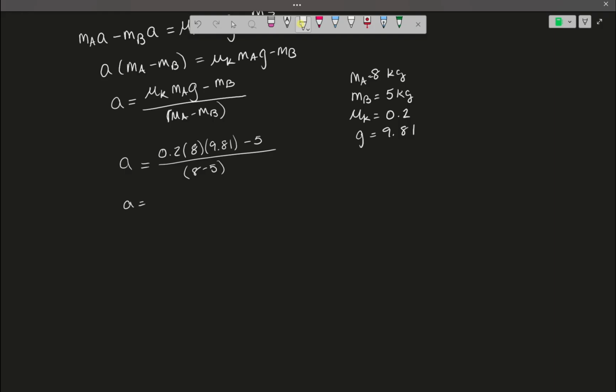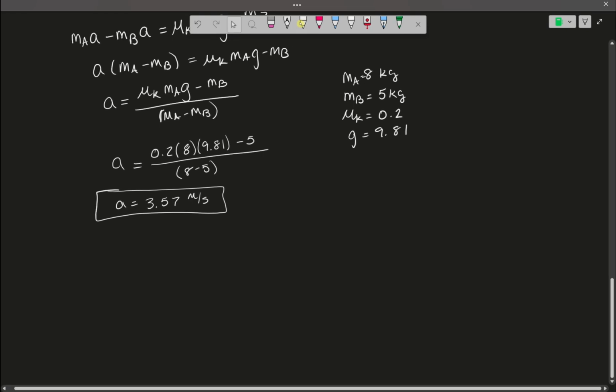And when we punch this in a calculator, we get that the acceleration is 3.57 meters per second squared. I don't have a vector sign on this because this is just the magnitude of the acceleration. The directionality depends on if I'm talking about block A, which would be in the positive x direction, or if I'm talking about block B, which would be in the negative y direction. So this is just the magnitude of the acceleration of this system.